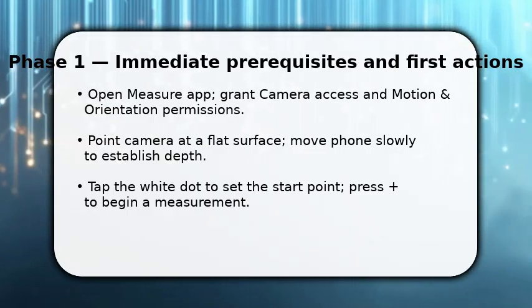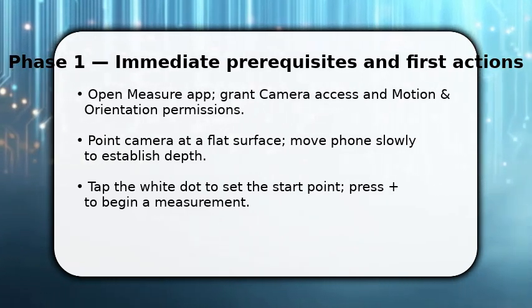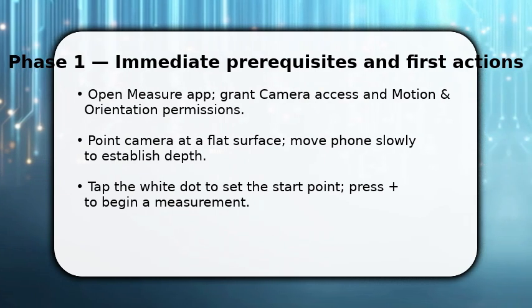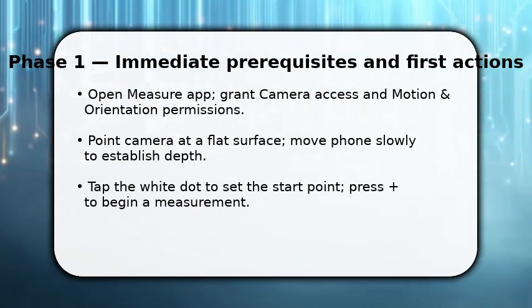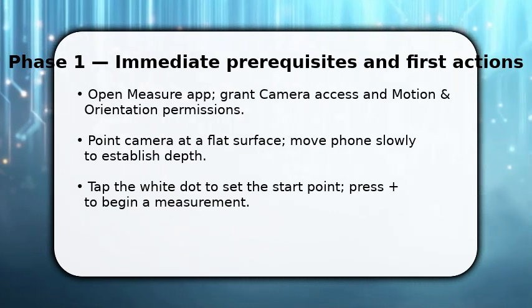You'll begin by opening Measure and giving it camera permission so it can see the scene. Once done, you must calibrate by moving the phone in a steady arc so the app judges depth accurately. Position the viewfinder over the object edge. You'll see a white dot, which marks the start.